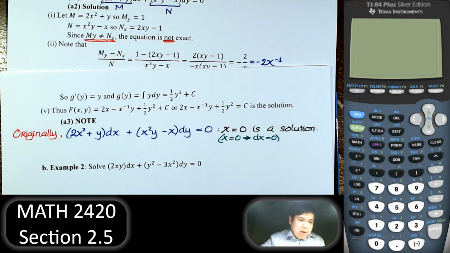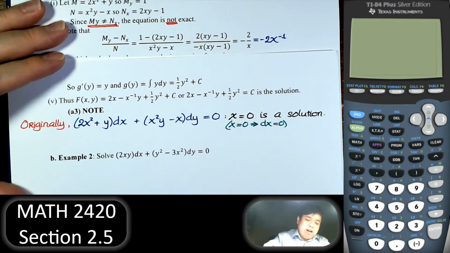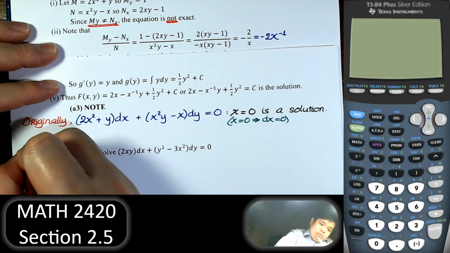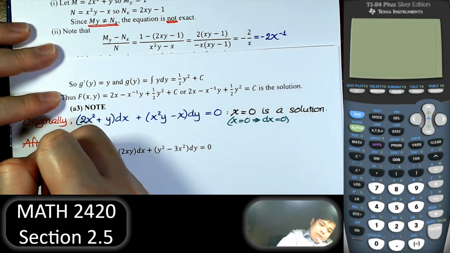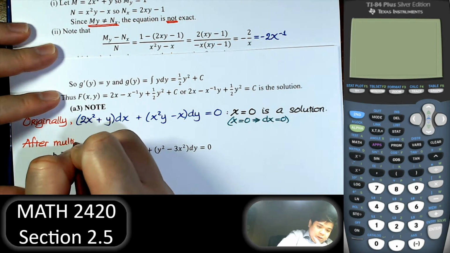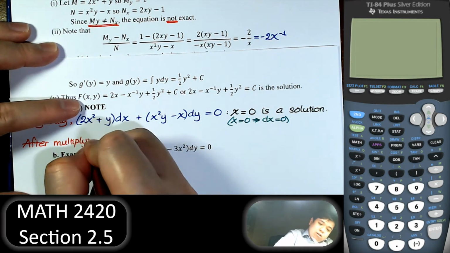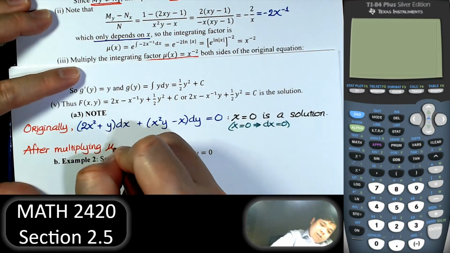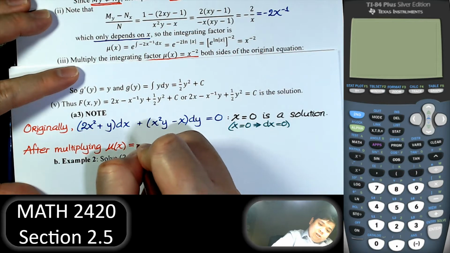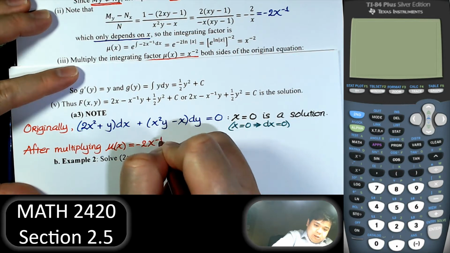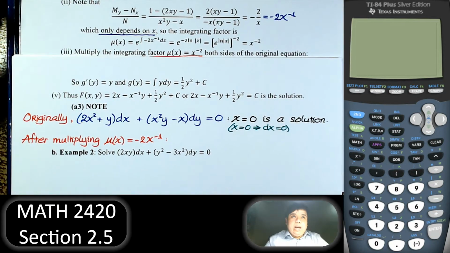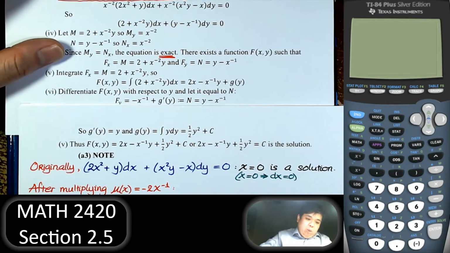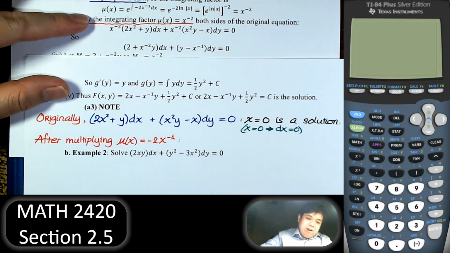So that is, before we do anything, we know x equal to 0 is one of those solutions. Now, after we multiply by the integrating factor, so originally that's what we have. So after multiplying by the integrating factor, this is mu of x. What equation do we have? When we multiply by the integrating factor, we have this equation.